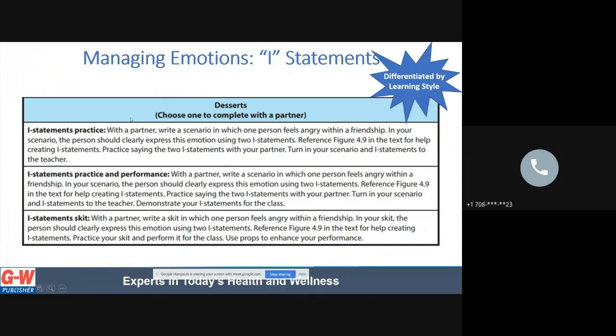For each one in the scenario, the person should clearly express the emotion using two I statements. Sorry about that, I missed this. So write a scenario in which one person feels angry within a friendship. The person should clearly express this emotion using two I statements. Remember, the two students who want to quietly practice by themselves and not do any performing for the class will choose option number one. Option number two, they'll raise their hand and state it for the class, but no skit. And option number three are going to be the two students who really want to stand up in front of the class and do a skit, and this is how they learn.